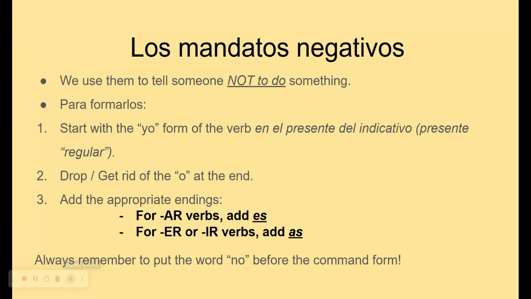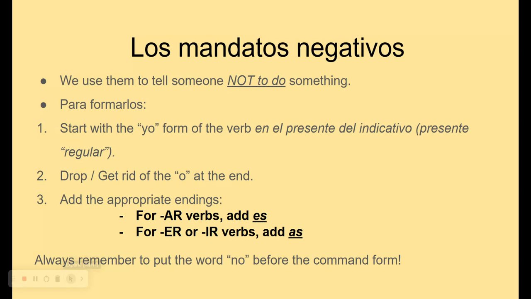Okay? The big thing you need to realize is that when it comes to forming them, we're starting off with the yo form of a verb in the presente del indicativo, which is another way of saying the regular present tense. It's the official way of saying the regular present tense that you've been working with since 6th grade or Spanish 1. The next thing that you do is you drop or get rid of the O at the end of that form of the verb.